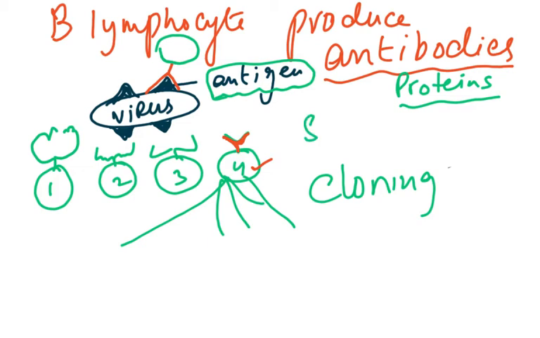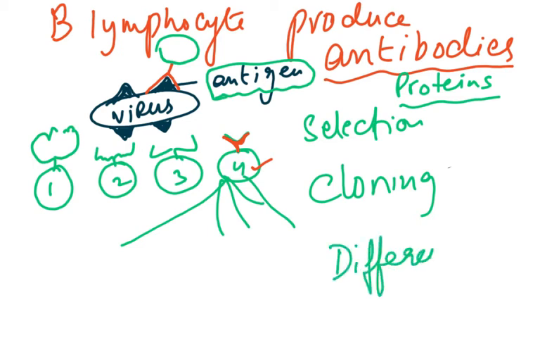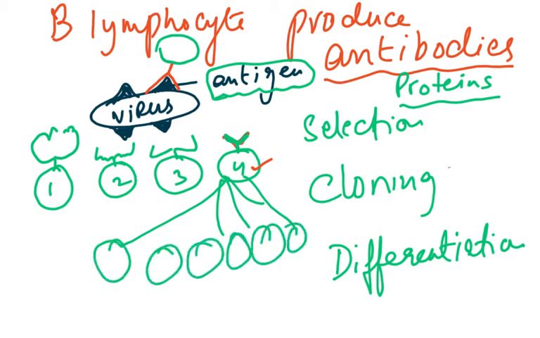So the first point is selection. When one lymphocyte is selected, then cloning, and then differentiation. It's going to differentiate into two different categories. Differentiation is a very typical word we use very often in biology. Now when this one specific lymphocyte is selected, which has an antibody on its surface which is complementary to the antigen, millions of copies of this specific lymphocyte are going to be made.